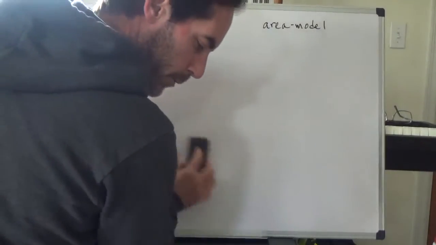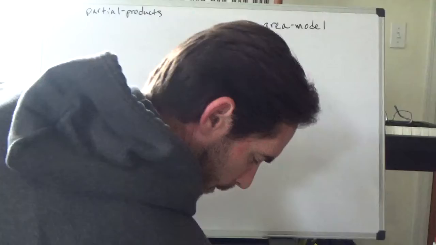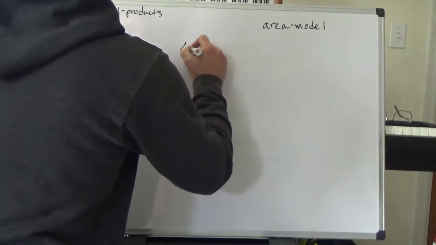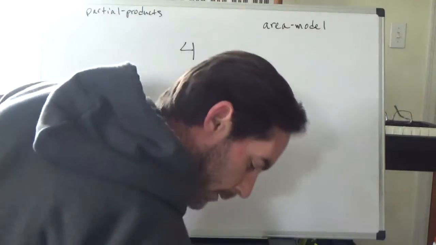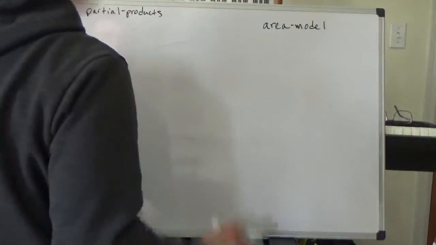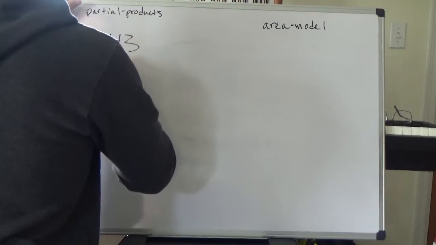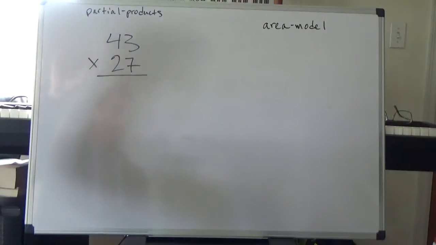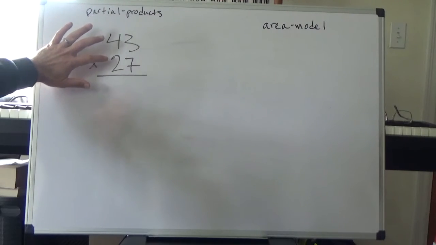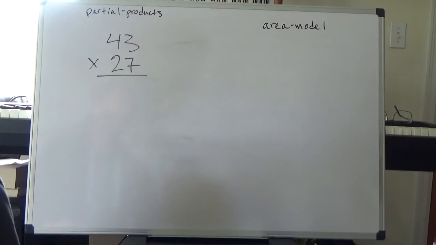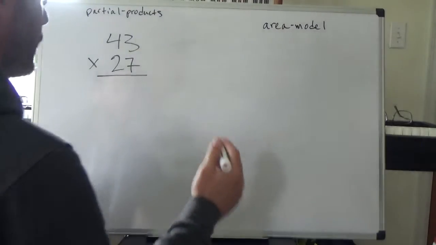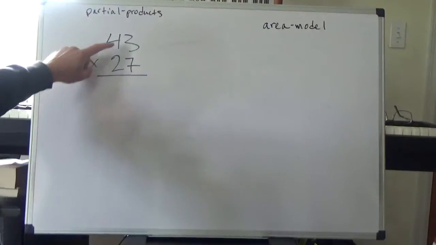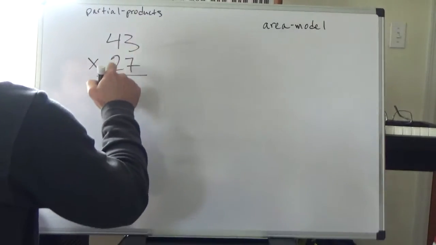Let's try 1 or 2 more. 43 times 27. I'll write it over here again. Now this is 2-digit by 2-digit multiplication because I've got 2 digits here and 2 digits here. So now my area model has to look a little different. I'm still going to break it up into the expanded form, which is essentially what is the value of this 4 and this 3 and this 2 and this 7.